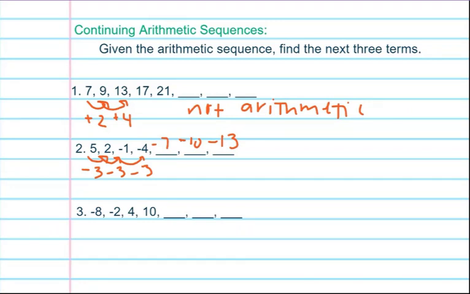And your next example is negative 8, negative 2, 4, 10. So from negative 8 to negative 2, you are adding 6. Negative 2 to 4, you're adding 6. 4 to 10, adding 6. So the next term would be 10 plus 6, which is 16. 16 plus 6, which is 22. 22 plus 6, which is 28.